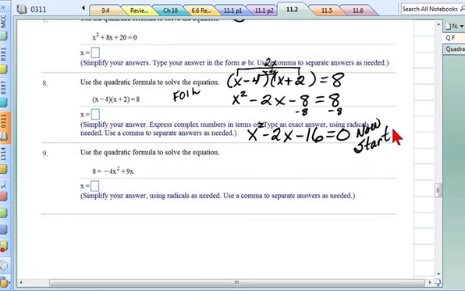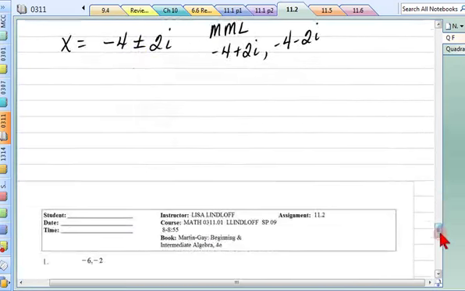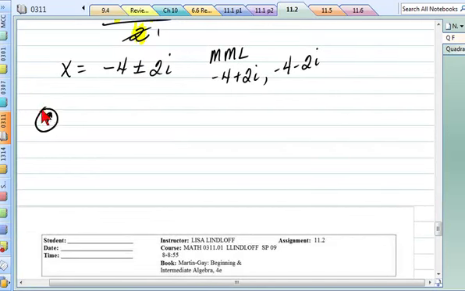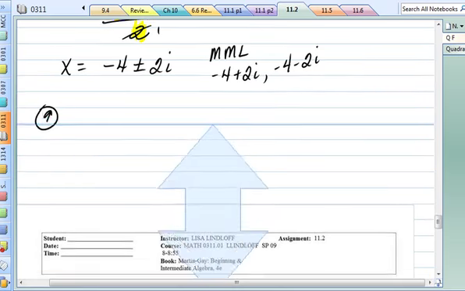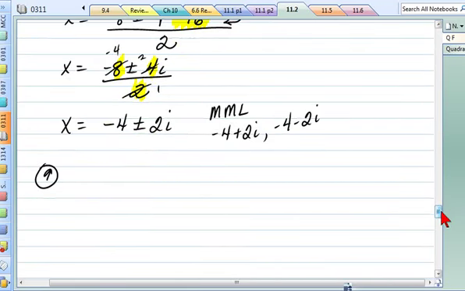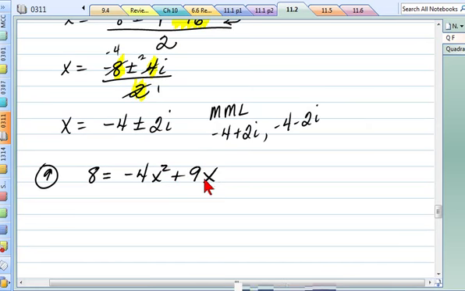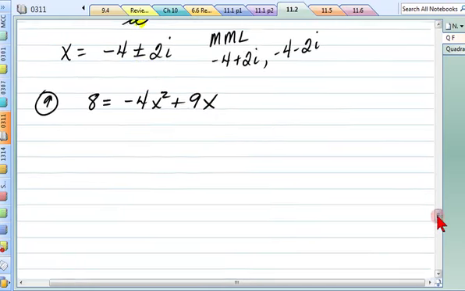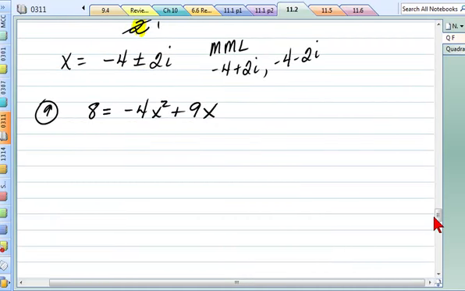All right, last one. I'm not going to finish number 8. Number 9. It starts out as 8 is equal to negative 4x squared plus 9x. Is it in the right format?